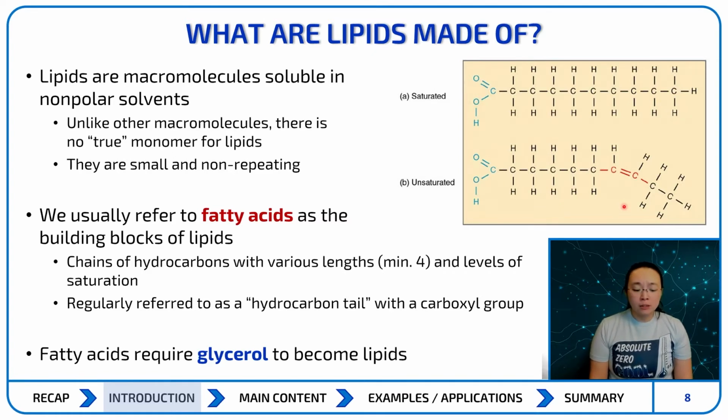As you can imagine, if you have very linear tails, they're going to be longer, but if you have more kinks, your tail is going to be a little bit shorter if you have the same length of hydrocarbon. So different types of fatty acids with different amounts of saturation are going to affect the length of the tail and also the different interactions that it can have.